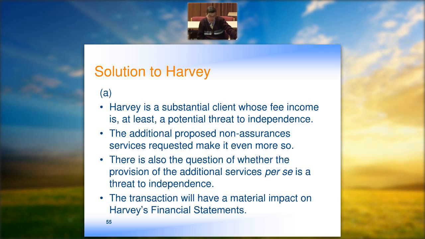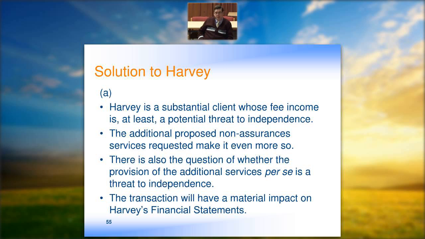In this case, it's 5 plus consultancy work potentially another 5. Only adds to 10, obviously. So arguably, 10 is clearly less than 15, and arguably it's sufficiently less than 15 not to be an infringement of the rules. The additional proposed non-assurance services request make it even more so. Obviously, yes, they make it even more so in terms of making it even more of a threat to independence.